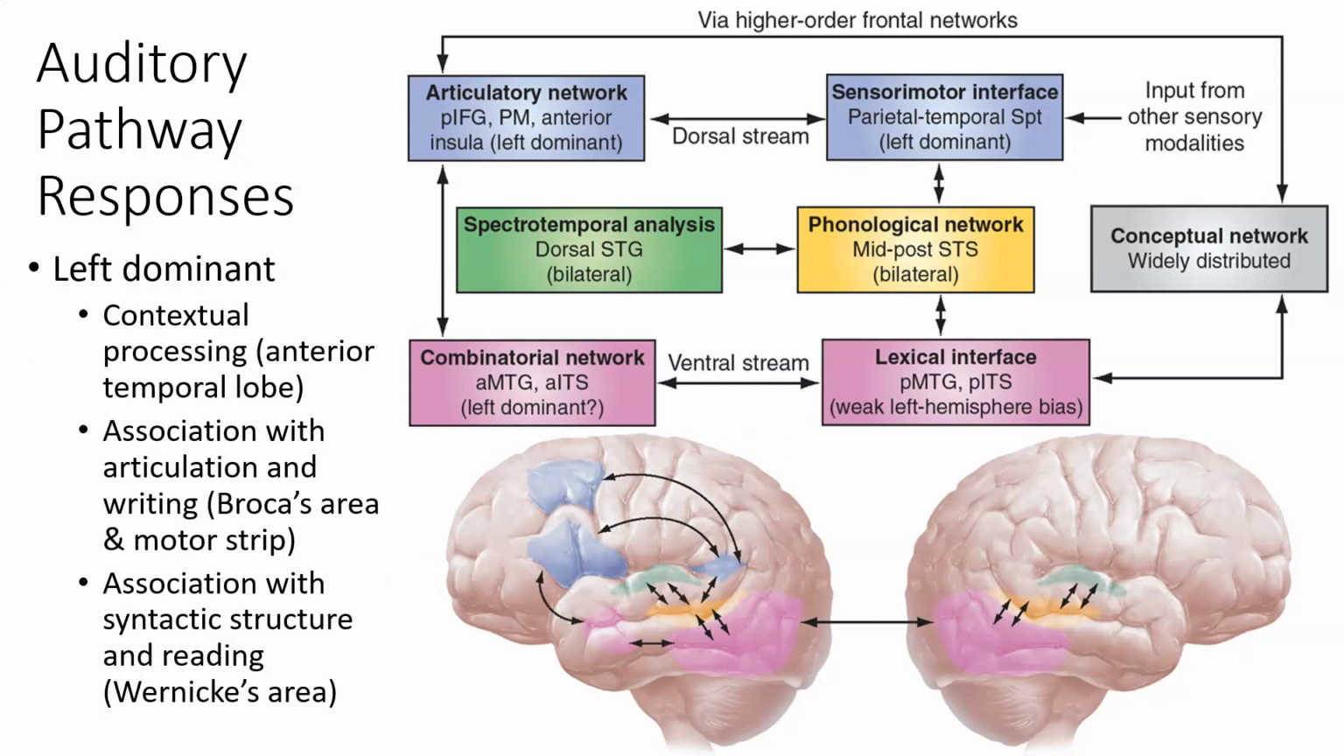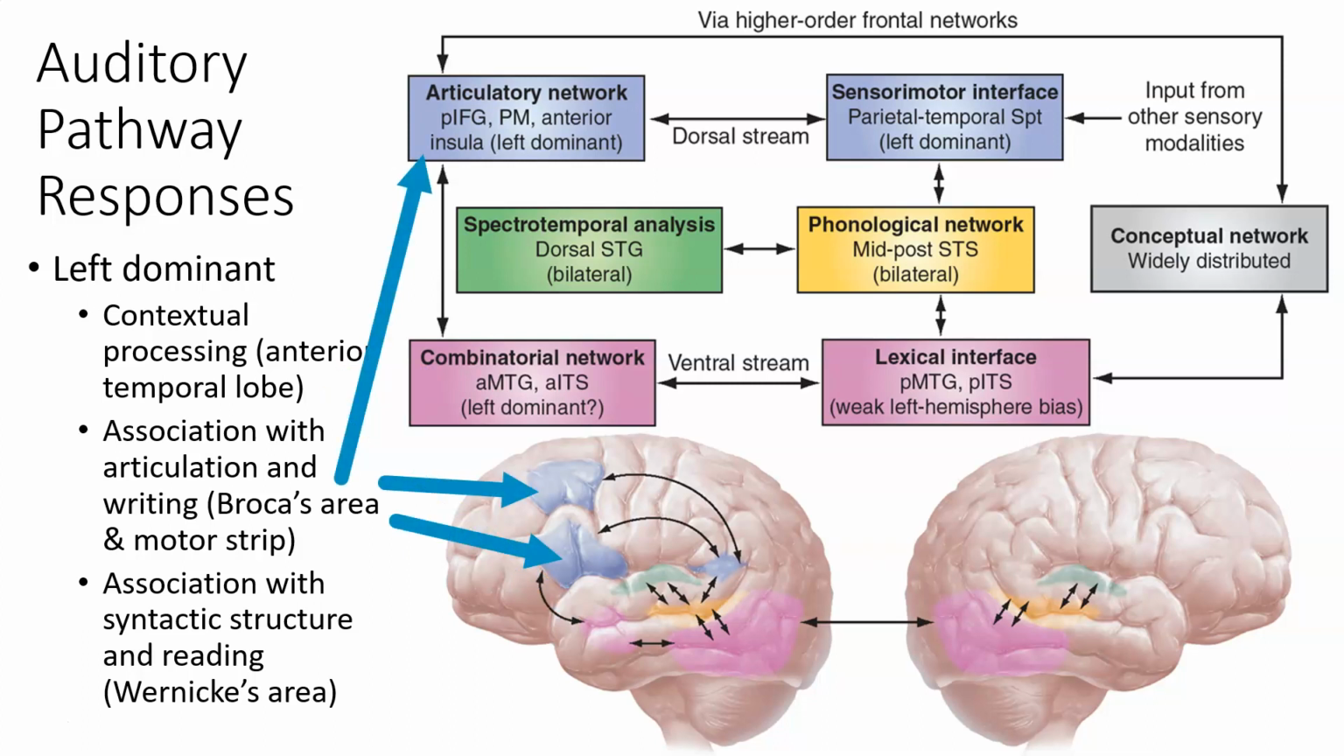In addition to these bilateral responses, we then have a certain number of what are typically left side dominant responses in people, though in some folks the percentage is small. This can be switched to the right side. The odds of that happening are higher if you're left-handed. We have more contextual processing that happens in the anterior part of the temporal lobe that helps take this acoustic information, this sound information, and consider it in the particular context in which it was produced.